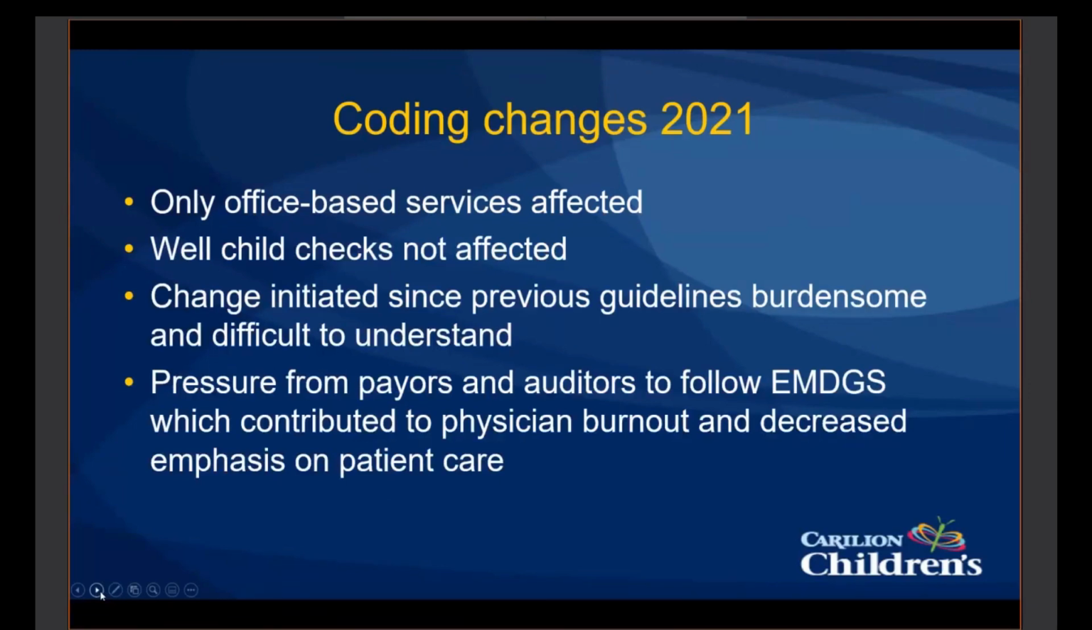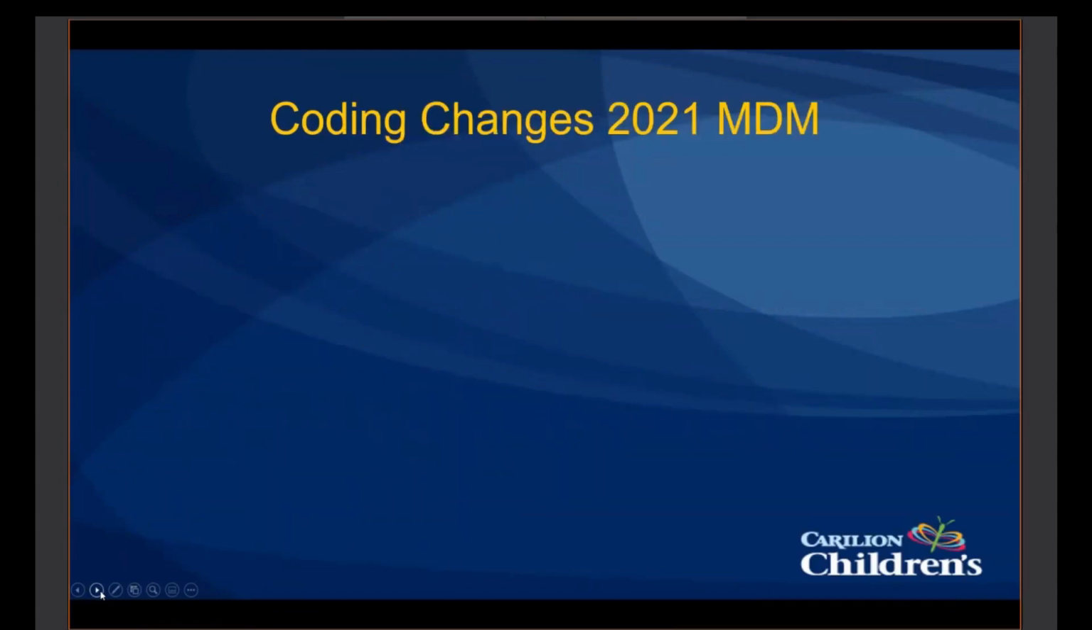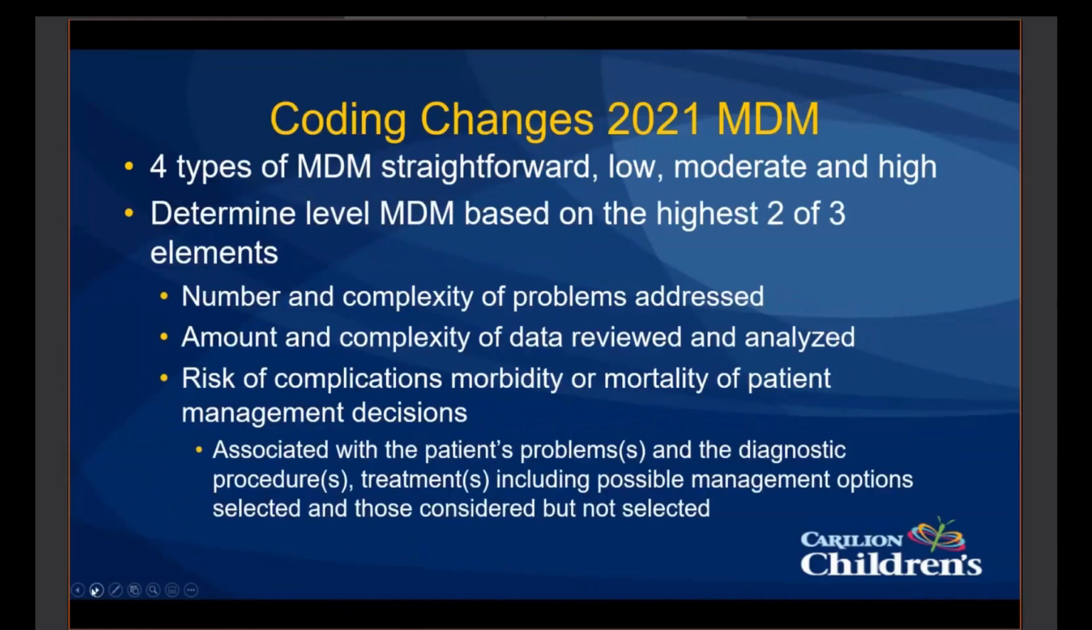So there are 4 types of medical decision making, which is not different from previously. Straightforward, low, moderate, and high. So you determine the level of MDM based on the highest 2 of 3 elements. You address the number and complexity of problems, the amount and complexity of data, and the risk of complications from your management decisions. So this would be associated with the patient's problem, the diagnostic procedure, treatment, and it includes possible management options that were selected and those that were considered but not selected. So documentation is extremely important.